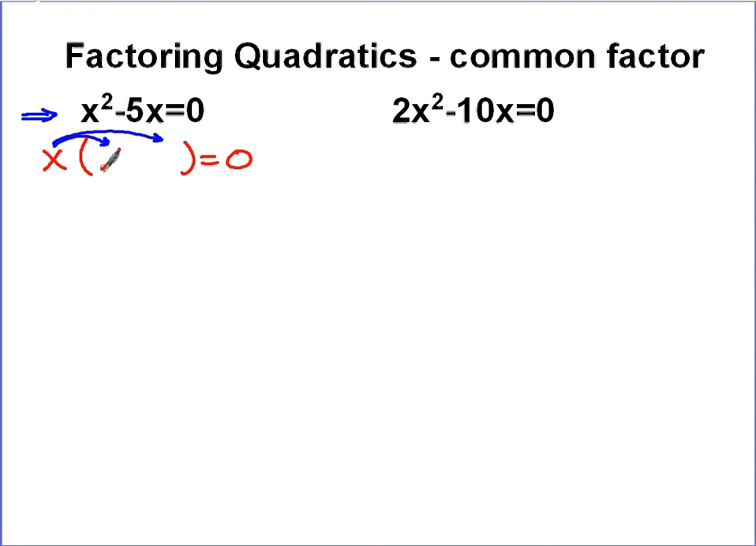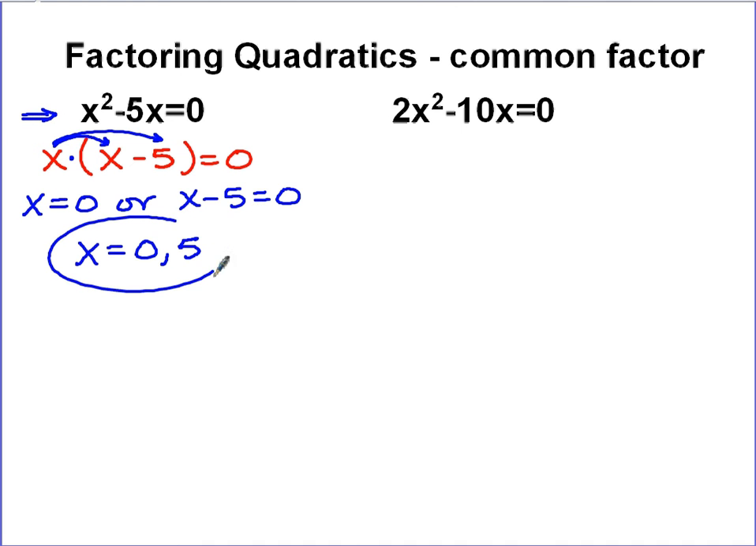Okay, so x times x will get us the x squared. x times something has to get us this minus 5x, x times negative 5. Okay, then this is just like other factoring. I factored this to two things that are multiplied, x times x minus 5. And if two things multiply to equal 0, the only way that can happen is if one of them is 0. So either x is 0 or x minus 5 equals 0. Well, my solution happens when x is 0 or when x is 5. If I add 5 to both sides here, I can see that I would get x equals 5. And so that's my solution.